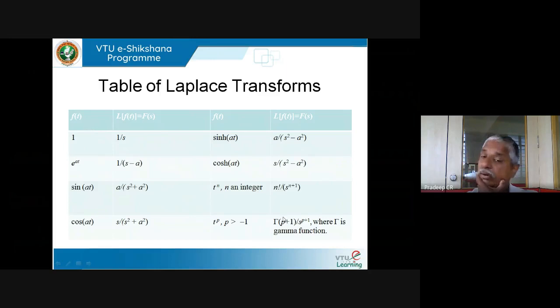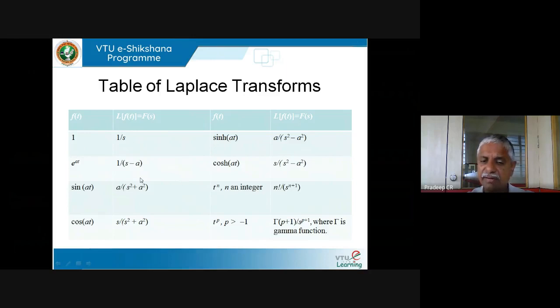I don't have the time to recall the definition of the gamma function, but I'm sure if you go to your first year textbook or notes, you'll be able to see the definition of the gamma function. So you better learn the gamma function well and its properties. They are important and relevant for this course. So this is the table of Laplace transforms which you need to remember for your examination.